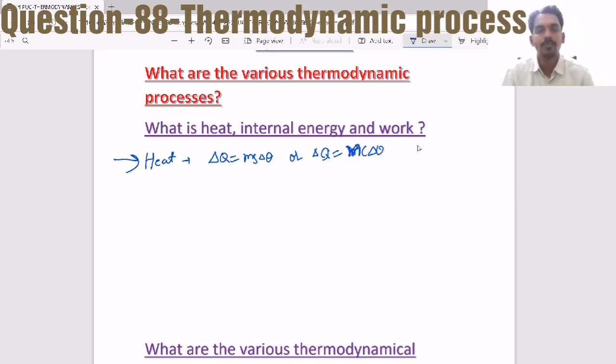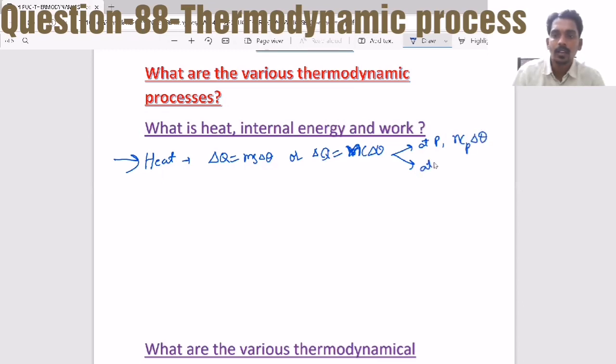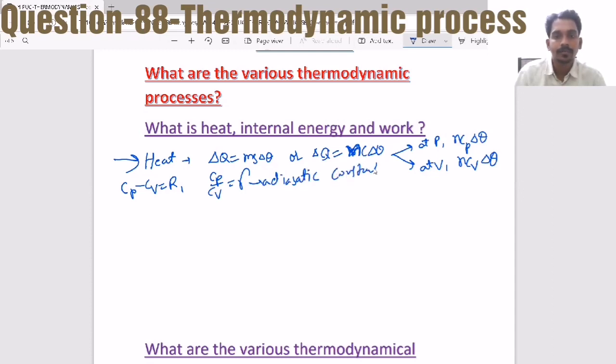The first one is for mass m, generally used for solids and liquids, or you can also use it for gas, but very seldom. S means specific heat. Here n means number of moles, C means molar heat capacity, and at constant pressure it becomes n Cp delta theta, and at constant volume it becomes n Cv delta theta, where Cp minus Cv equals R and Cp by Cv equals gamma, the adiabatic constant. We need to remember these formulas.